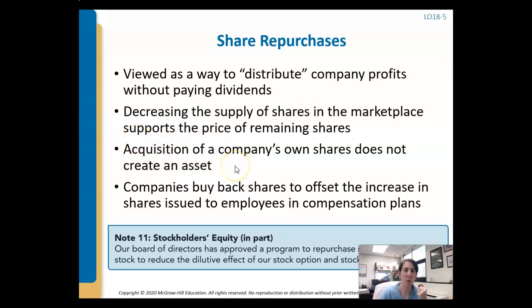You may acquire that stock and you may use it to turn around and give your employees some stock, things like that, right? Use it for your own purposes. This first one was actually interesting. I was like, wait, what? Viewed as a way to distribute company profits without paying dividends. And they put distribute in quotes. So, of course, that made me go, I don't really understand what they mean. Well, here's what they mean.